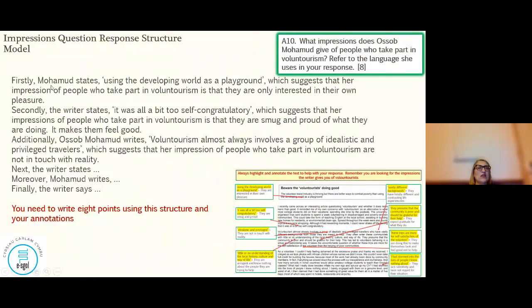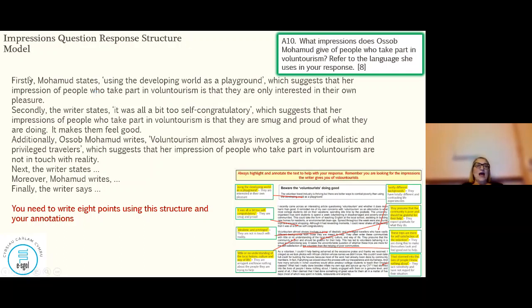I've written 3 points for you. Obviously, you would need to write 8 points using this structure and your annotations. So firstly, Mohammed states, "using the developing world as a playground," which suggests that her impression of people who take part in volunteerism is that they are only interested in their own pleasure.